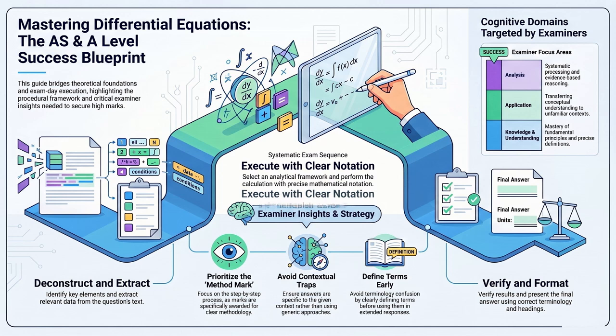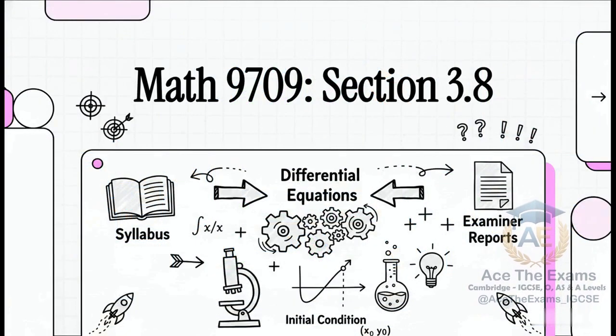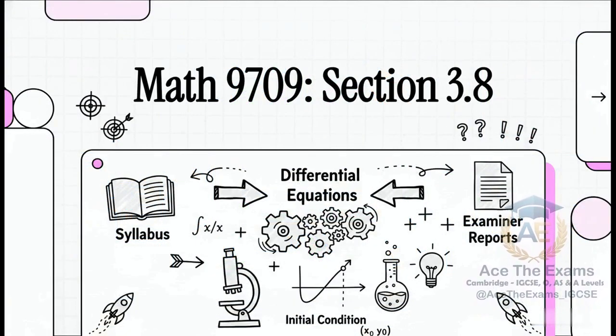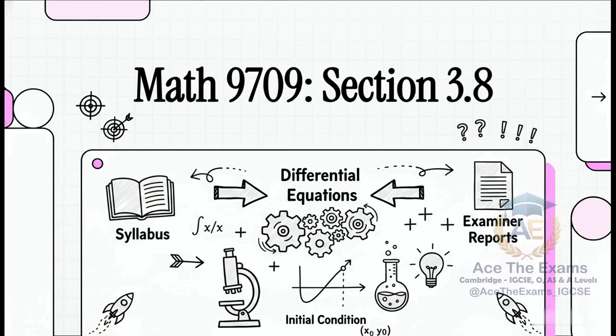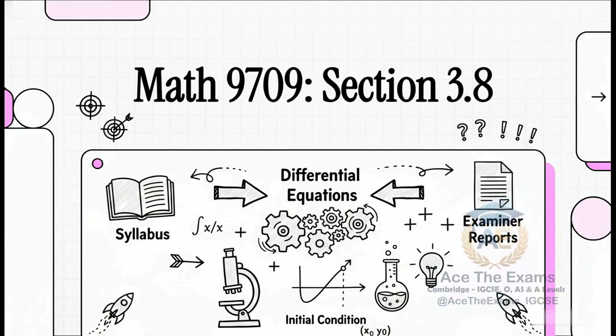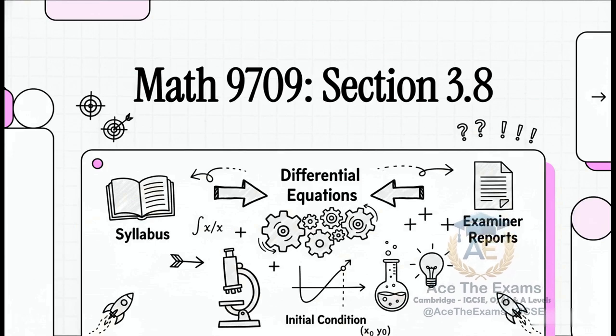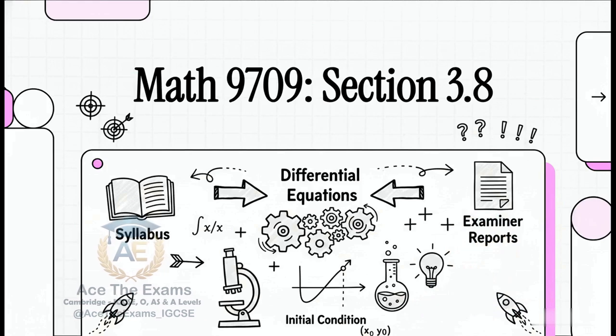If you're geared up and focused on conquering the Cambridge AS and A-Level Mathematics 9709 syllabus, you are in exactly the right place. Today, we're zeroing in on one of the most notoriously tricky areas of the entire curriculum, Section 3.8, Differential Equations Using Initial Conditions. We're going to decode exactly what those examiners are looking for, going straight to the source material, the syllabus, and the principal examiner reports themselves.